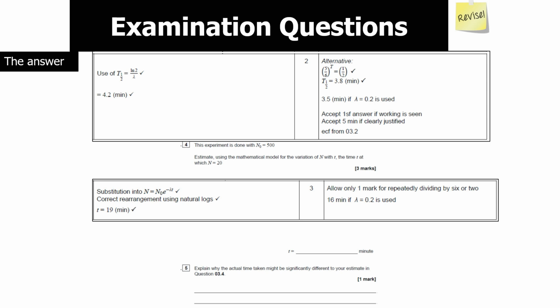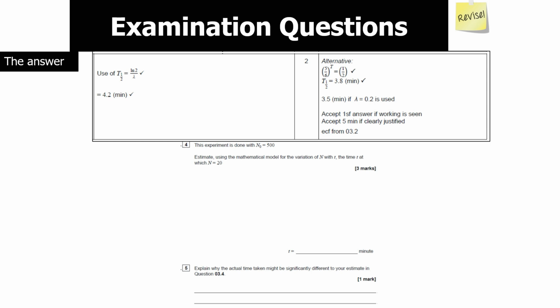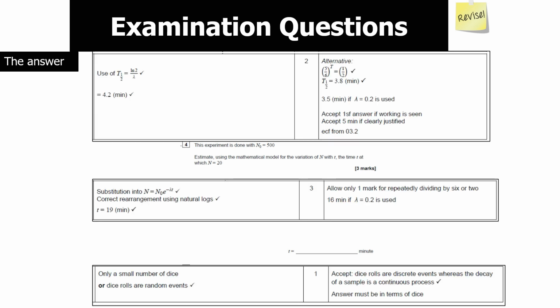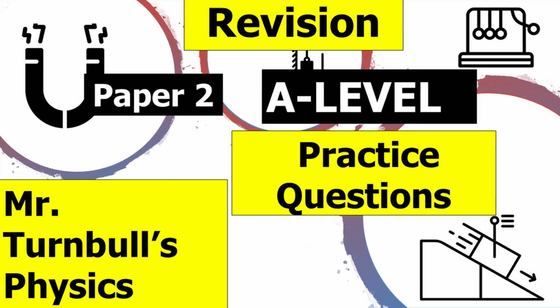Now, why will this be significantly different? Well, if you think about it, from the question we've only got about 500 dice. That's only a really small number of dice, and rolling dice is a completely random event. We've assumed that it's going to be equal probability, but we don't particularly know that. It's also different to decay processes because the rolling of dice is a discrete event, whilst the decay is happening continuously. So therefore, it might be completely different.